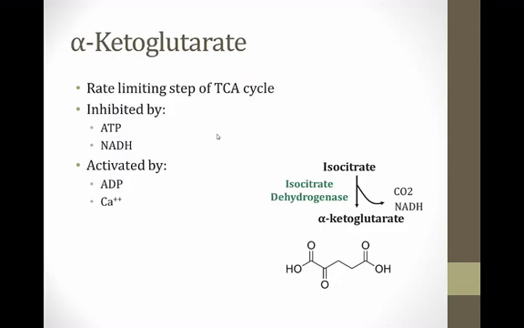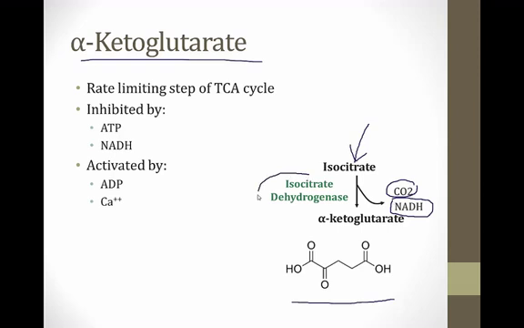Next, in the TCA cycle, we form a molecule of alpha-ketoglutarate. Alpha-ketoglutarate is a 5-carbon structure, as I've shown here, and since we derive it from a 6-carbon structure of isocitrate, we have to remove a carbon, and we do that in the form of CO2. This step also produces our first molecule of NADH, which can go to the electron transport chain to generate ATP. The enzyme that catalyzes this step is called isocitrate dehydrogenase, and this is one of the rate-limiting steps of the TCA cycle.